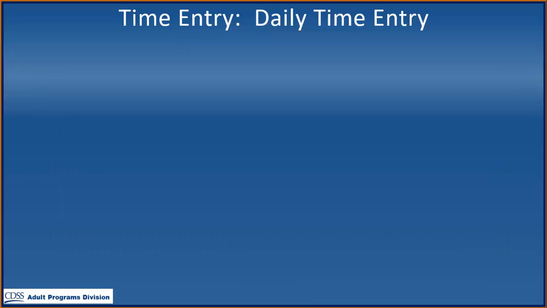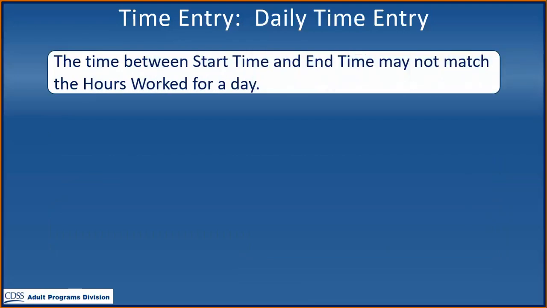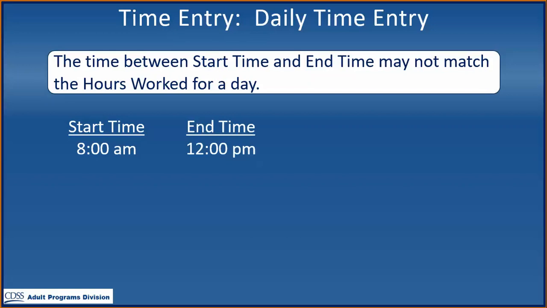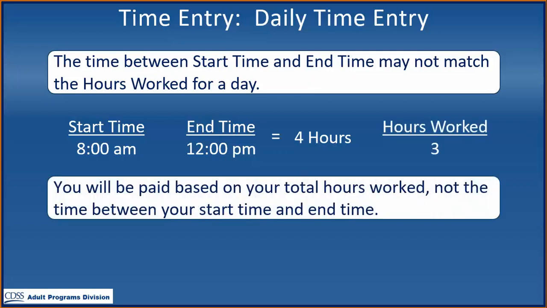Here are some helpful hints when filling out your timesheet. The time between your start time and your end time may not match your hours worked for a day. For example, your start time for your recipient was 8 a.m. and your end time for the recipient was 12 p.m. for a total of 4 hours. However, your hours worked for your recipient was 3 hours. Remember, you will be paid based on your total hours worked, not the time between your start time and end time.